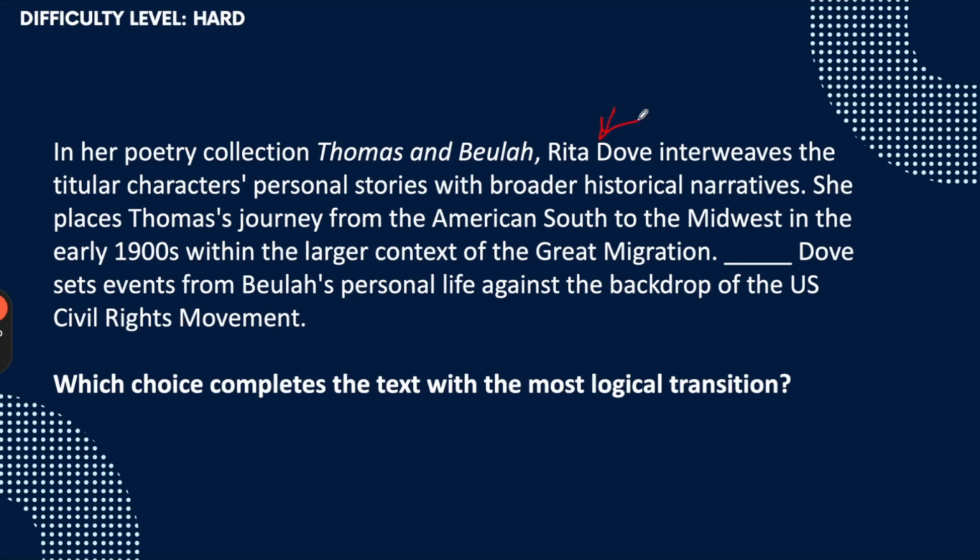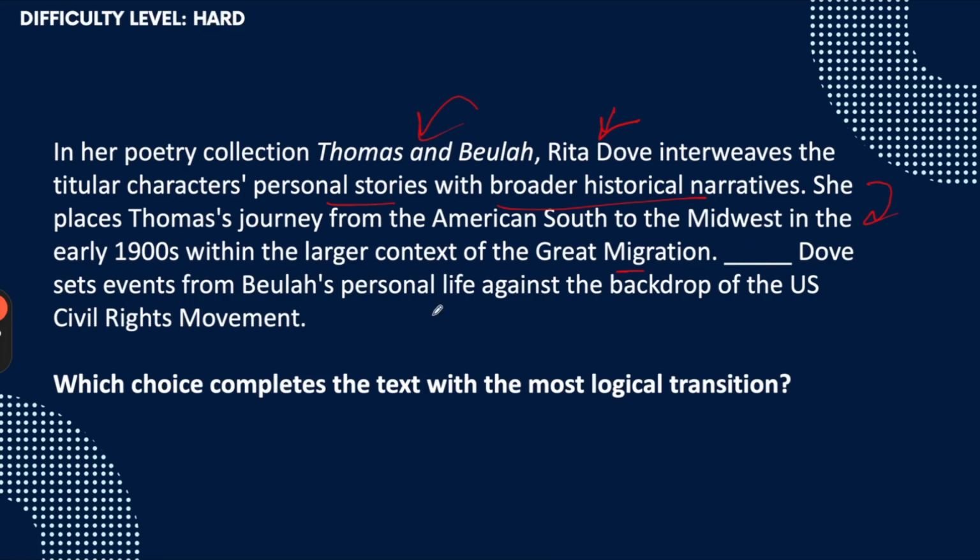So what is this person doing in this particular poetry collection? Characters' personal stories with broader historical narrative. There's a relationship that she's trying to draw over here between personal stories of the character and broader historical narratives. She places Thomas's journey from the American South to the Midwest in the early 1900s within the larger context of the Great Migration. So this is an example of illustrating how personal stories are drawn with broader historical narratives. Blank Dove sets events from Beulah's personal life against the backdrop of the US civil rights movement.